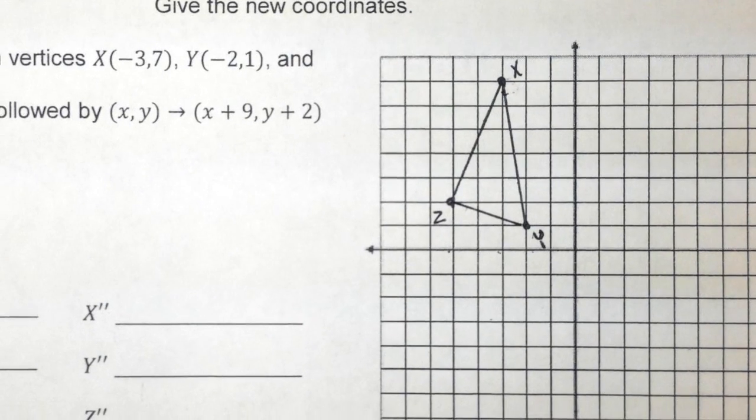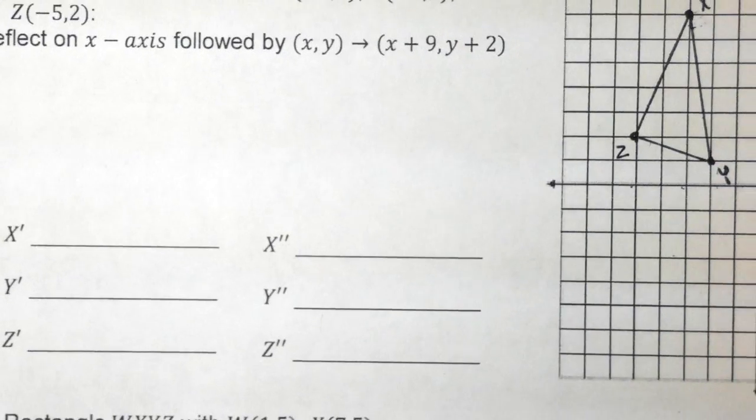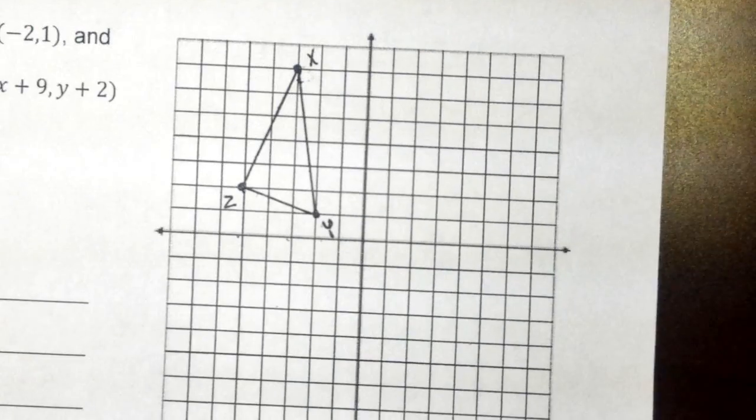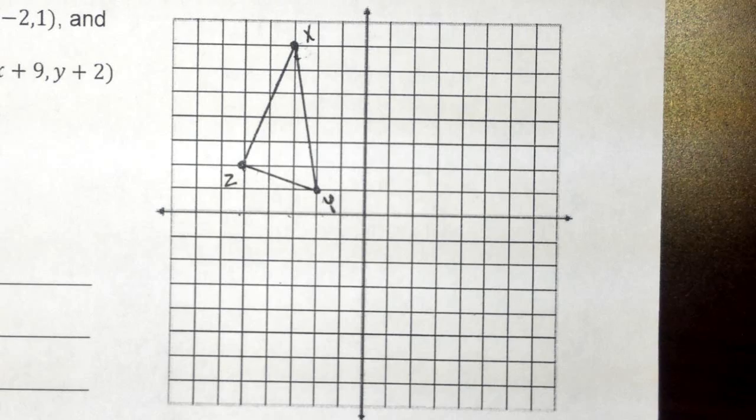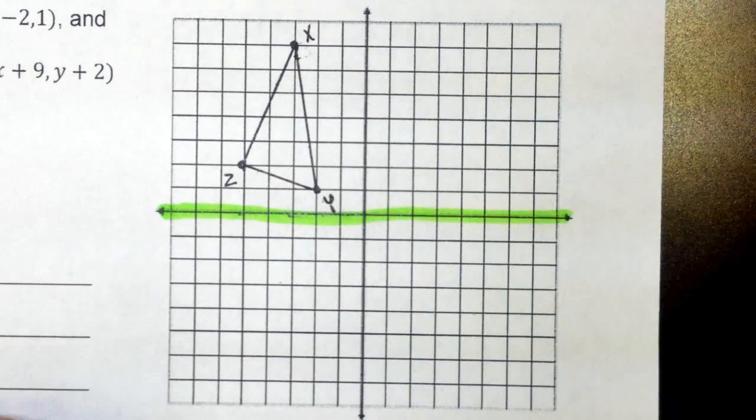Then after that, that's my pre-image. First thing they asked me to do is reflect over the x-axis. This is an easy reflection. Y'all shouldn't get this one wrong. X-axis. I'm gonna highlight it just to make sure I understand where it's at. X-axis right here. I'm flipping my image over that.